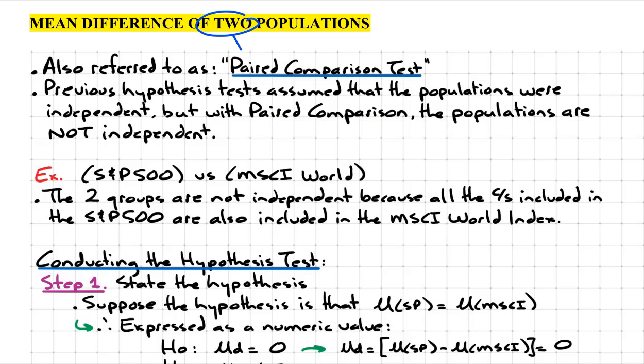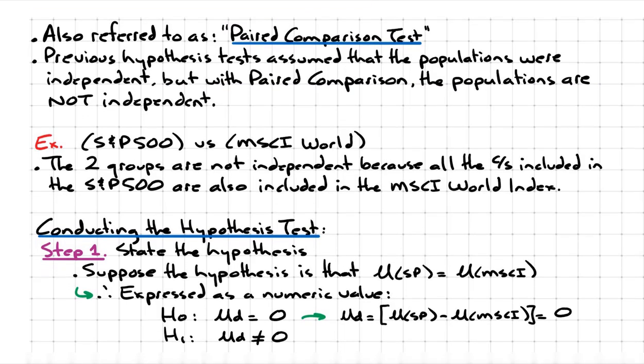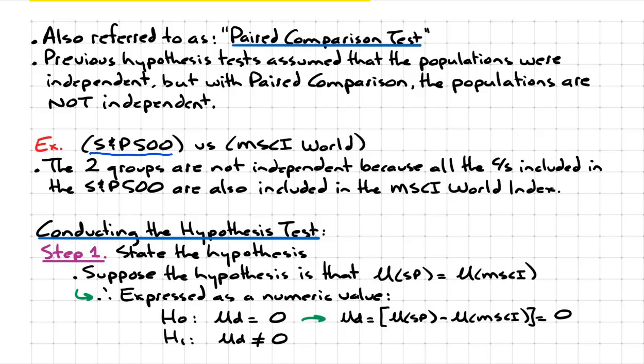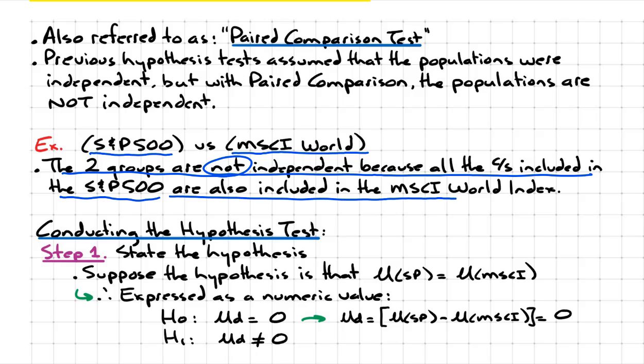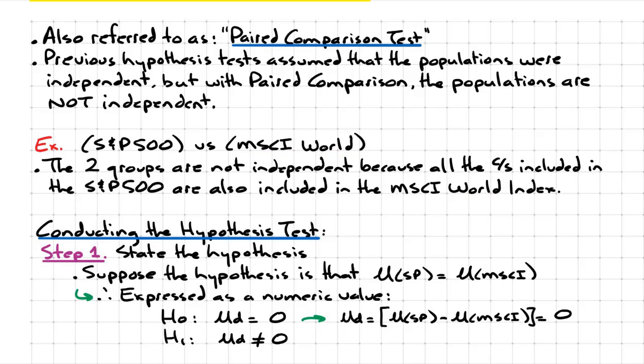So let's look at a situation in which the two populations are not independent. Suppose we're looking at the S&P 500 and the Morgan Stanley World Index. Now, these two groups are not independent because all the stocks included in the S&P 500 are also included in the Morgan Stanley World Index. In other words, if you have a day in which the S&P 500 goes up, chances are on that same day the Morgan Stanley World Index is going to go up as well, because usually the U.S. capital markets make up about 50% of the world index, approximately.